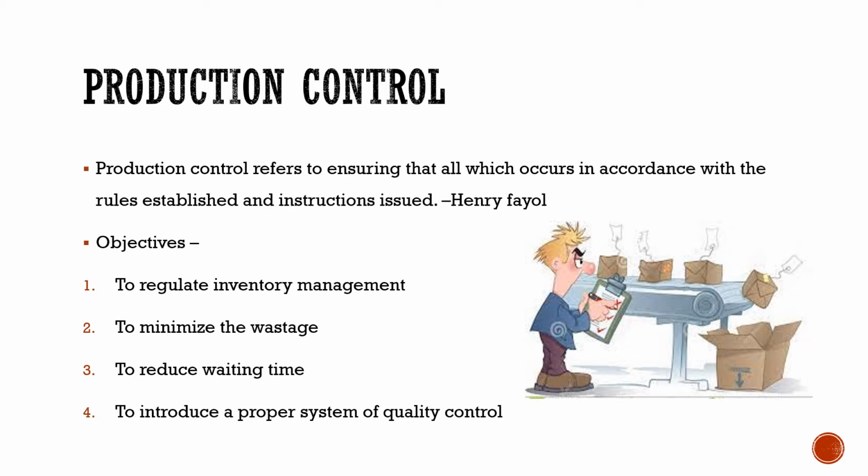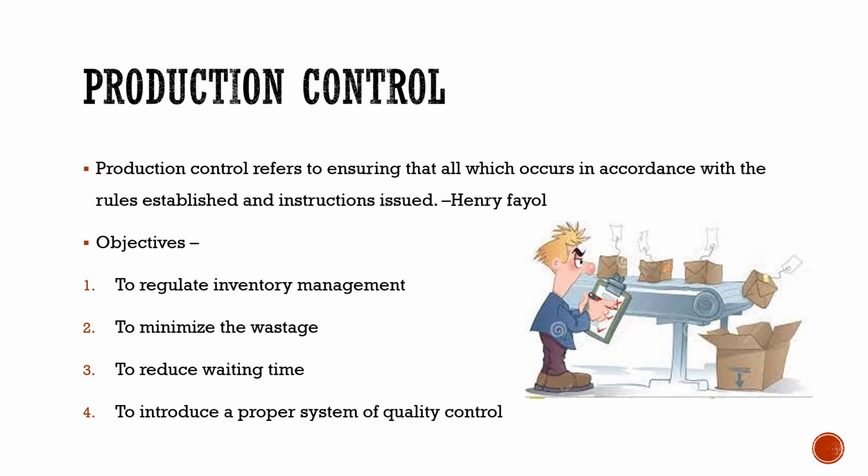You are ensuring that everything occurs in accordance with the rules established or the instructions issued or not. So the objective of production control is to regulate the inventory management. Whatever inventory, whatever stock of raw material you have, you have to regulate it, you have to minimize the waste. The main objective of any production is zero inventory and zero wastage. So to minimize the wastage is one of the important objectives of production control.